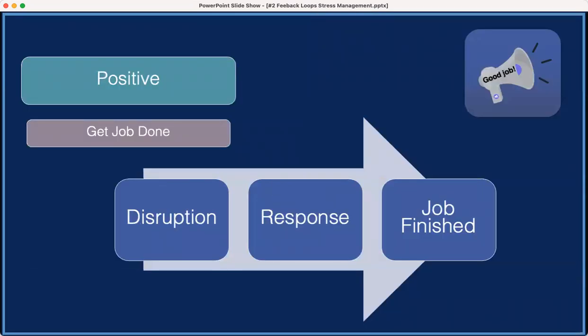A positive feedback is something that is there to get the job done. So a labor coach, for instance, during labor and delivery is a great example of a positive feedback. Go, you're doing great, you're getting great. So for example, there's a disruption or you've got a job to do, your body responds and it keeps going until the job is finished.